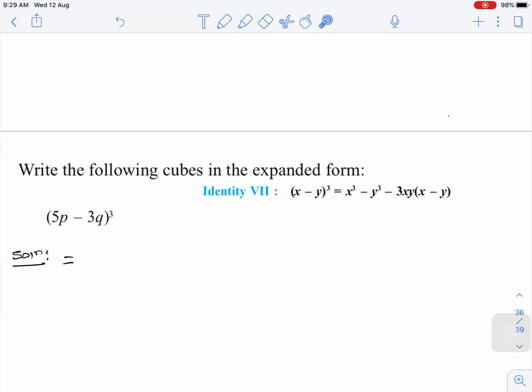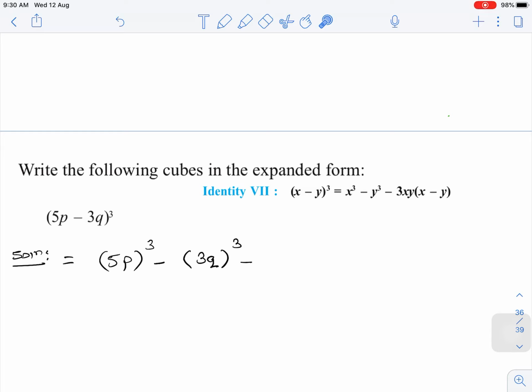So now solution equals, it is given as first term cube. What is our first term here? 5p. So we will write 5p bracket cube, then minus, what is given further? Second term cube. What is our second term? It is only 3q. Remember this thing. So here we will write minus 3q bracket cube. Then as per our formula there is a minus sign, so we have to keep minus here.